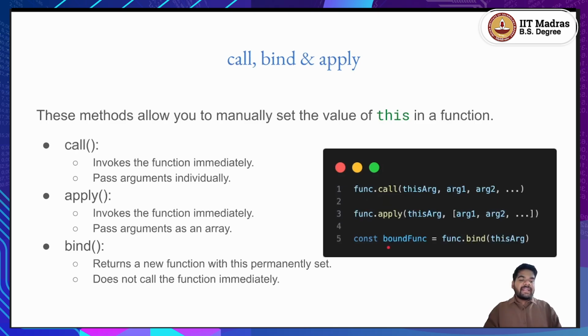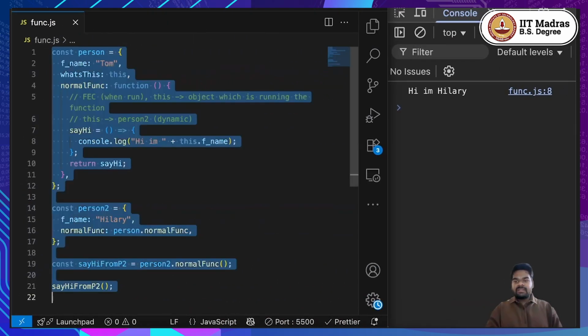When using bind, we have the function dot bind, and the this context we pass as an argument. This returns another function in which this context is now fixed to whatever we have provided, and we can call it using parentheses on the bound function. It does not immediately invoke it. Let's see that in action.